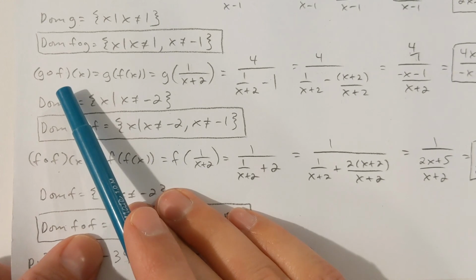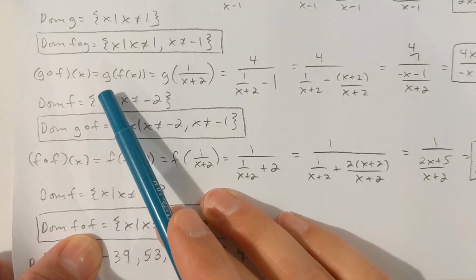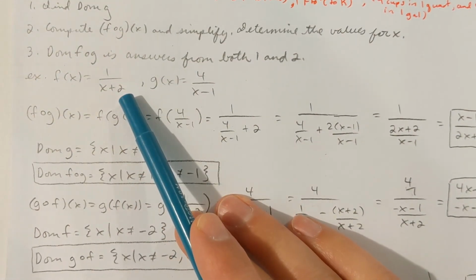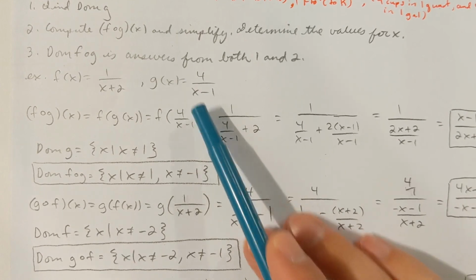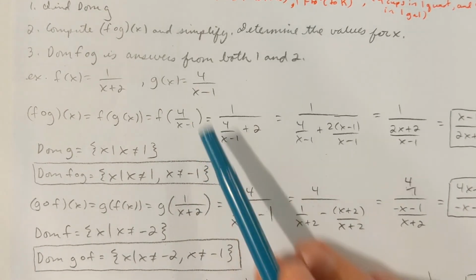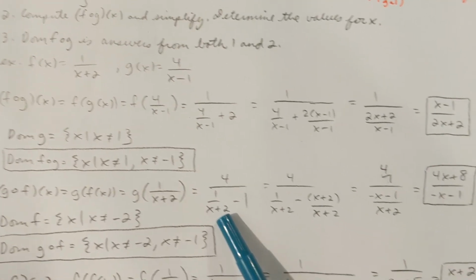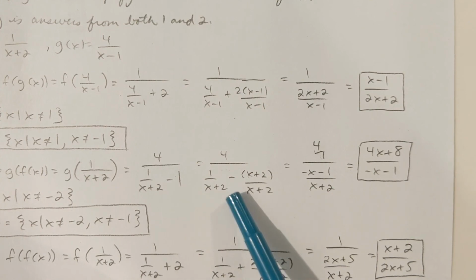Suppose I wanted to compute g composed f. Well, that would mean that I would plug f into g. Okay, now f of x is given here, so everywhere that I see an x in g, there's only 1. I'm going to replace that x with 1 over x plus 2. I've done that, and then I just begin the process of simplifying this.